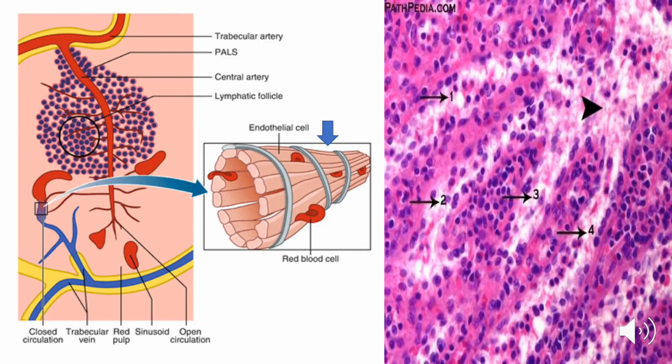S-T-A-V-E, stave cells. So I want you to take a look at the photo on the right side of the screen. Take a look at the arrow number 4. The cells beside number 4 are stave cells. They are the ones lining the walls of the splenic sinuses.